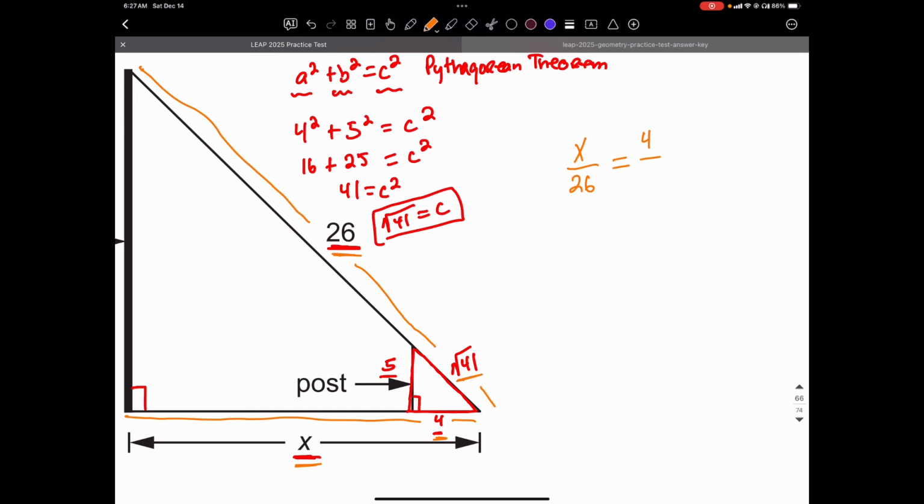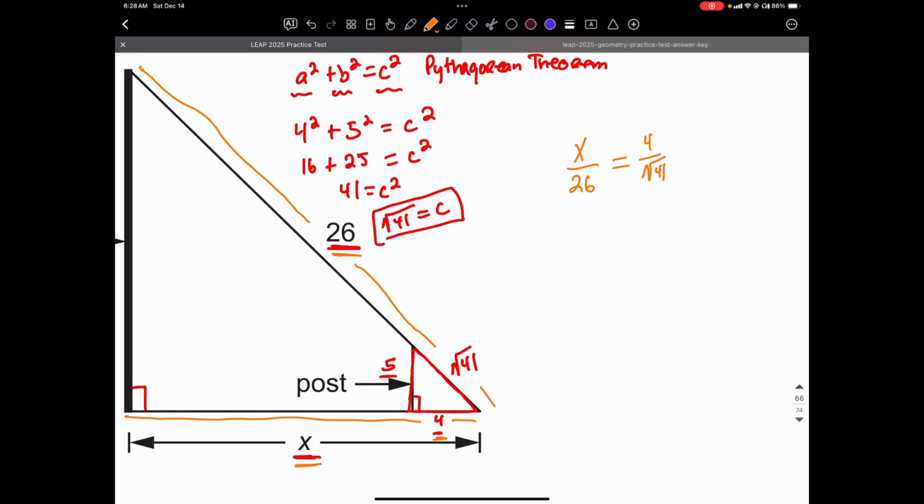the hypotenuse here, square root of 41. So 4 again over the square root of 41. Now we have the equation that we can use to solve for x.